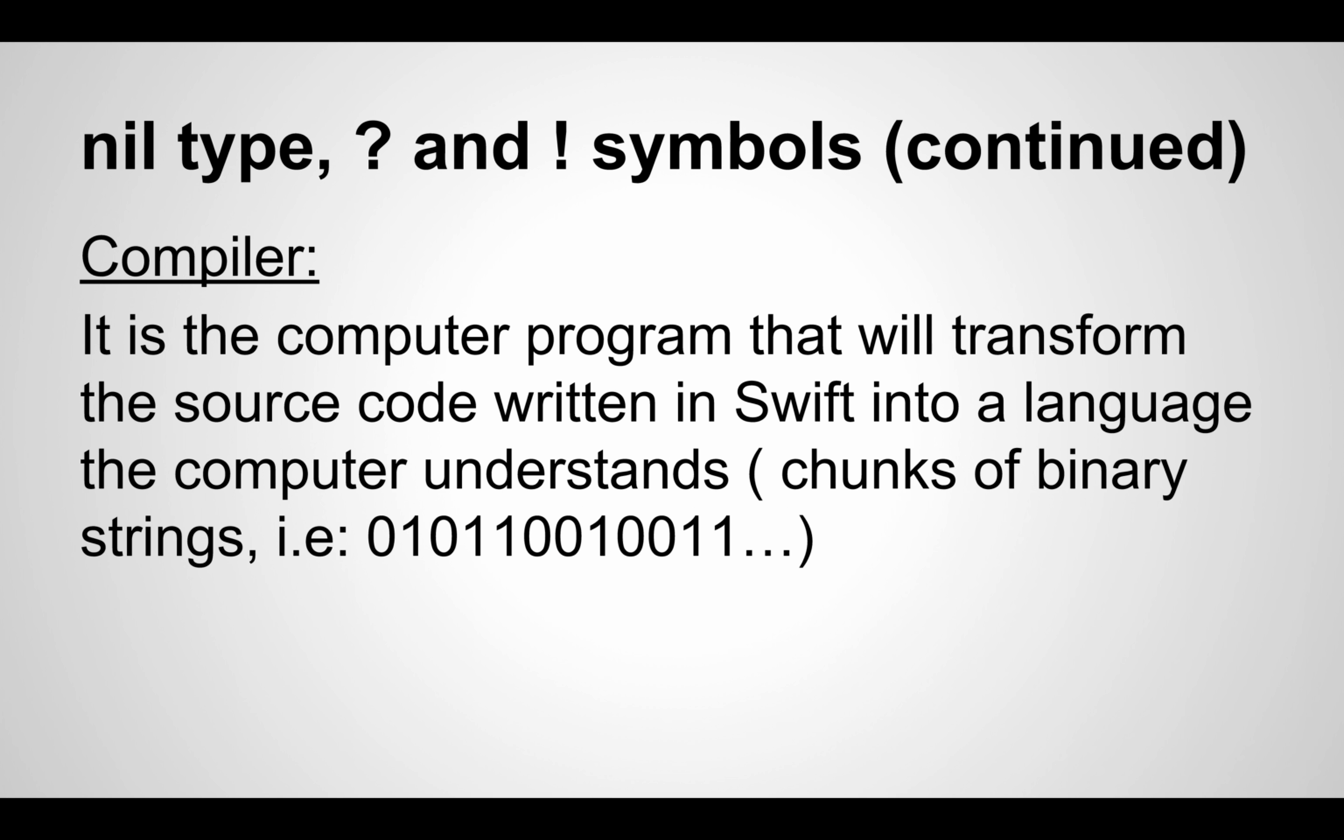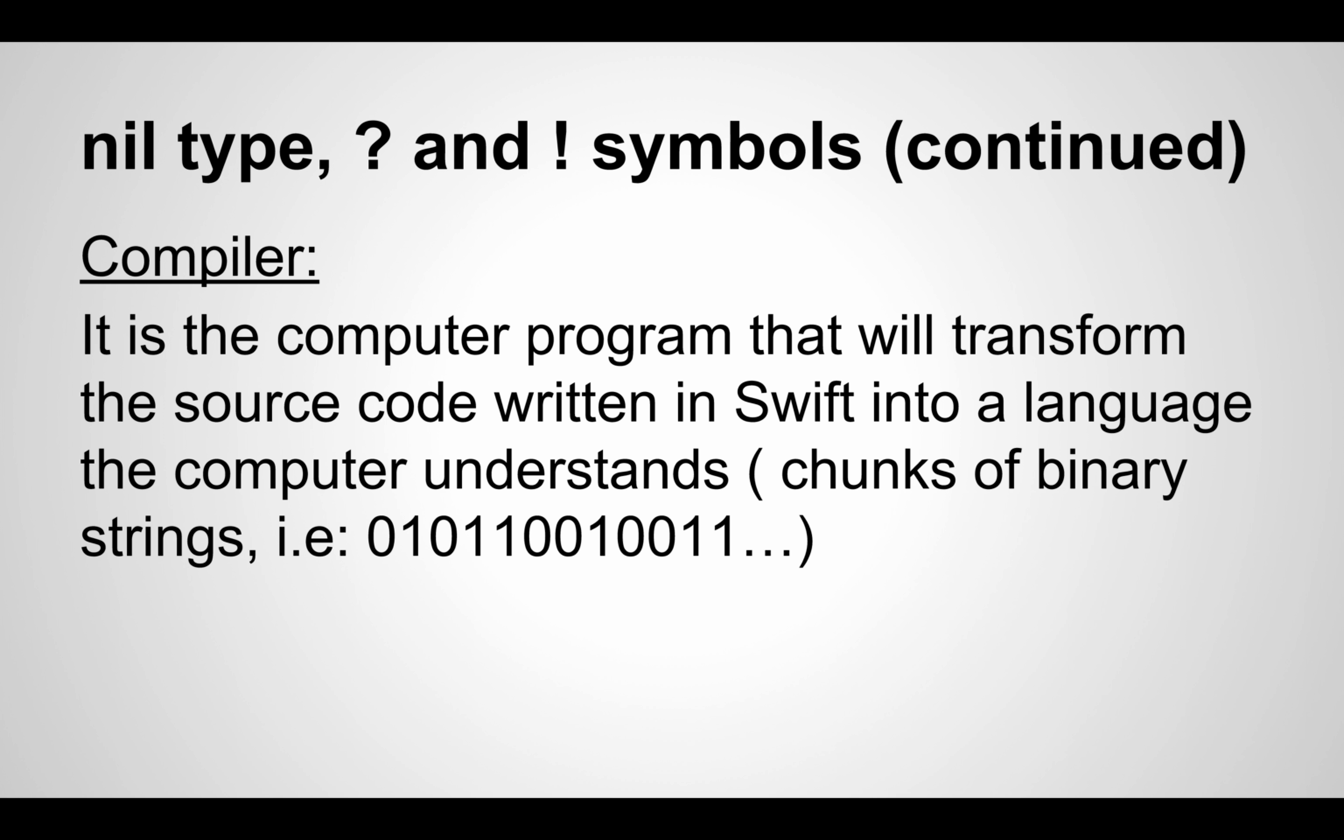So let's now say what the compiler is, because the compiler is the one that says that if it hasn't been set, then it's nil. The compiler is the computer program that will transform the source code we're writing in the language Swift, in Xcode, into a language the computer can understand, and that language is binary, or chunks of binary strings. For example, 010110000, this is a chunk of binary string.